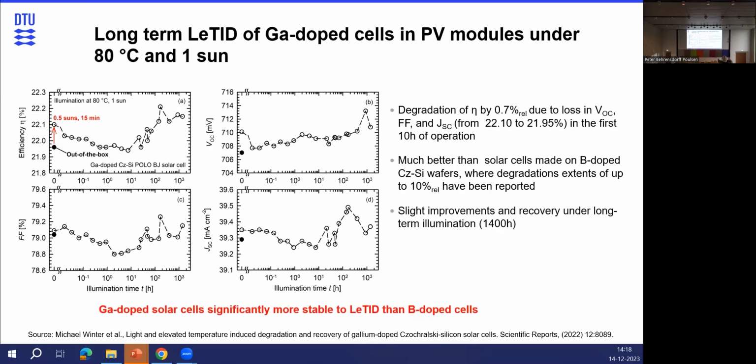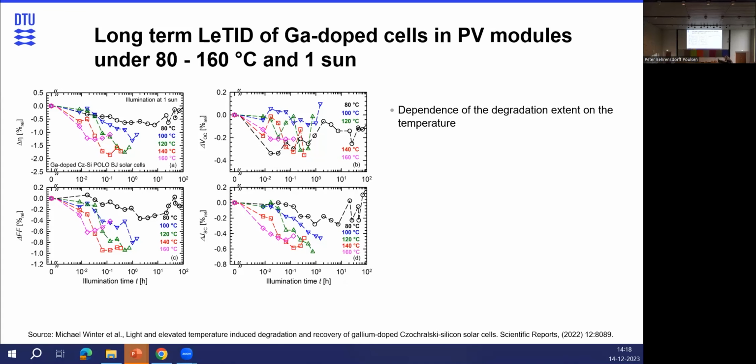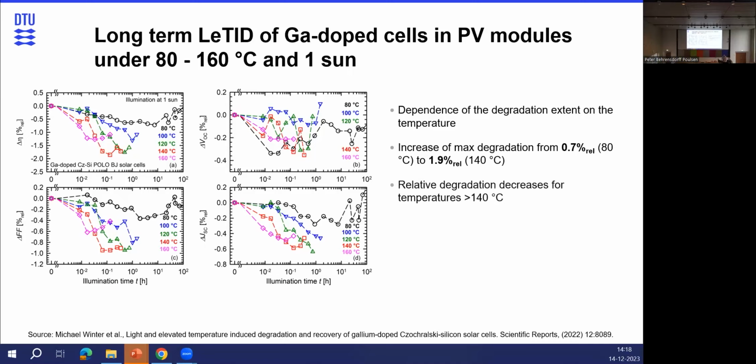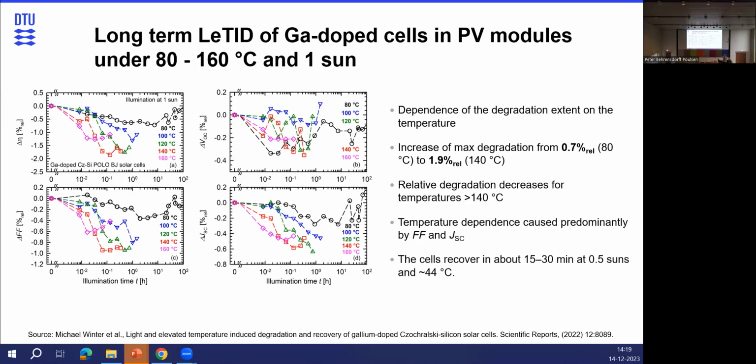However, when they did the test under higher temperatures, they could see much faster and greater degradation in the solar cells, up to 2% relative efficiency degradation at 140 degrees. Now you may think, okay, 140 degrees cell temperature, that's quite unrealistic. Yes, except for the cells which are shaded. And you'll see in some of the other presentations, cells in the newer modules, which are shaded, can reach these kinds of temperatures in operation.